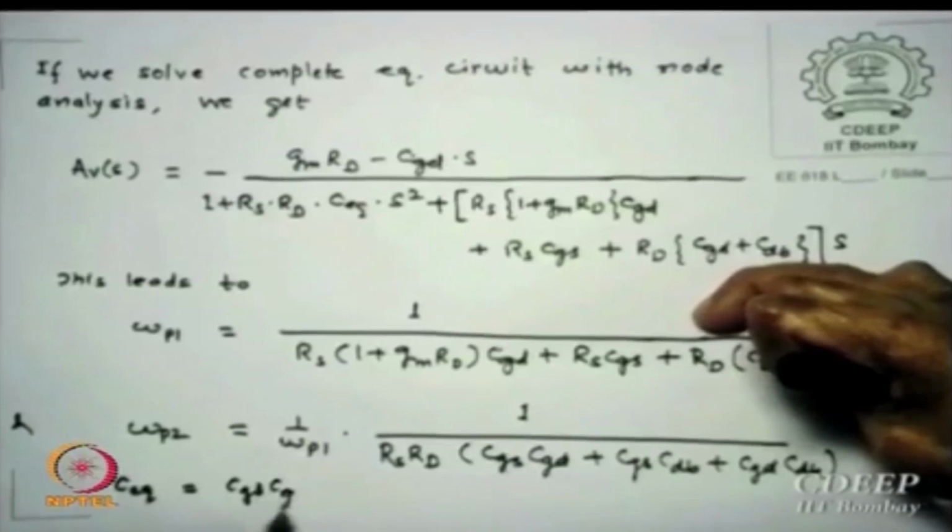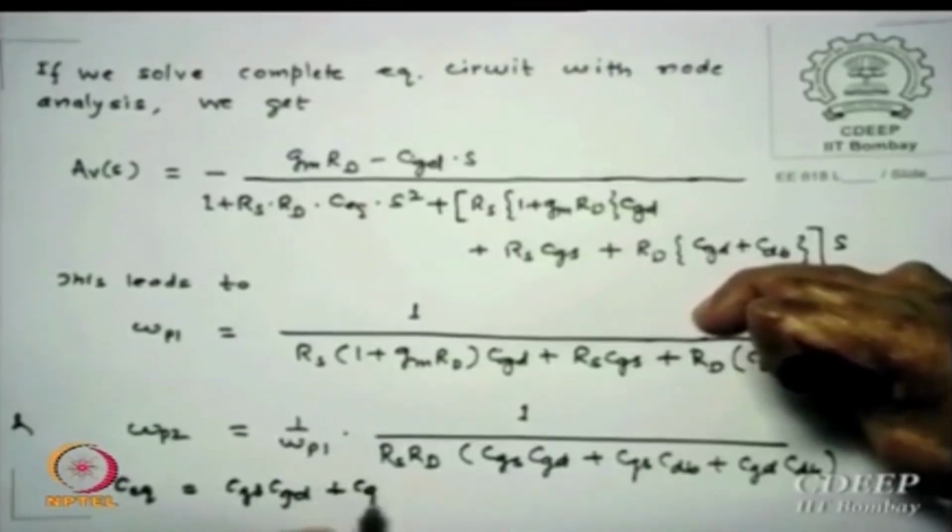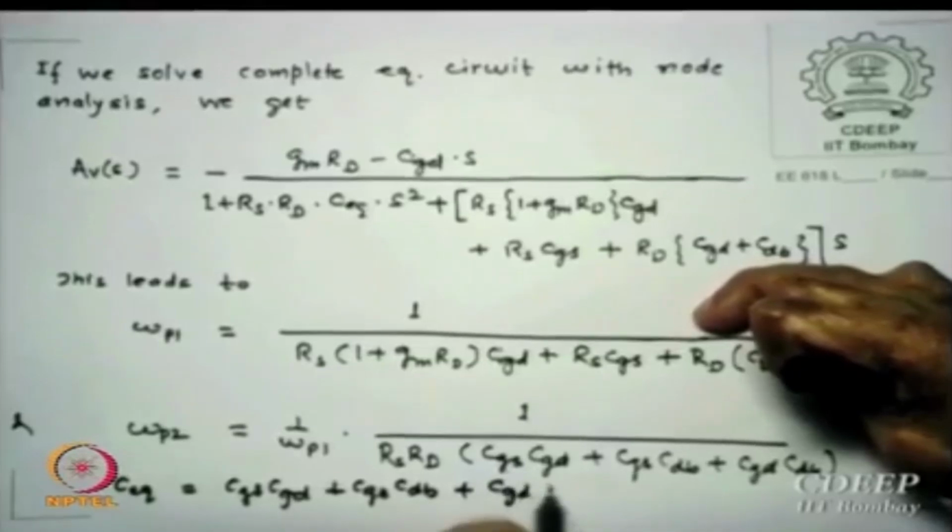CGS CGD plus CGS CDB plus CGD CDB. Okay? Capacitance, these are all radians per second. It is omega; if you divide by 2 pi, it will become hertz.